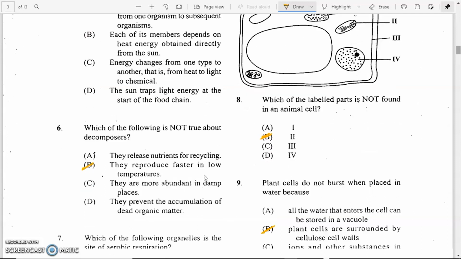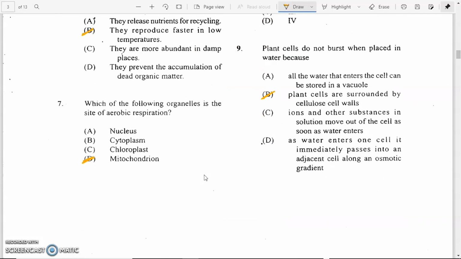Let's look at number 9. Plants do not burst when placed in water because... The answer is B. Plants are surrounded by a rigid cellulose cell wall, and that prevents them from undergoing cytolysis or from rupturing, as opposed to animal cells. So the answer for number 9 is B.